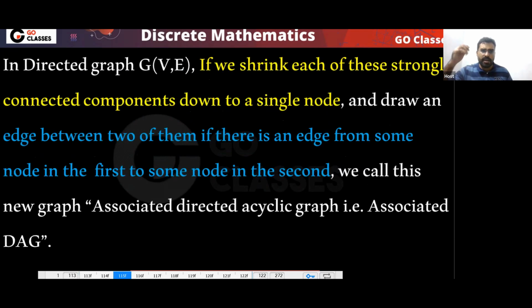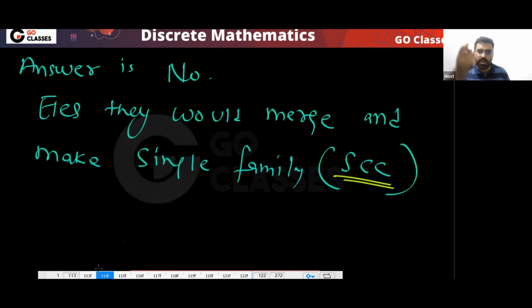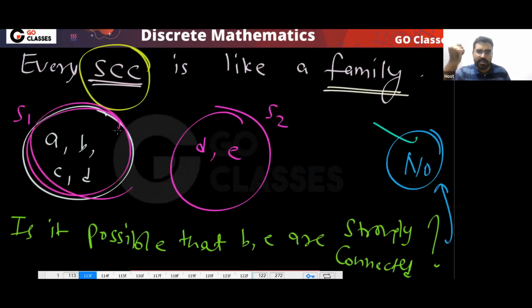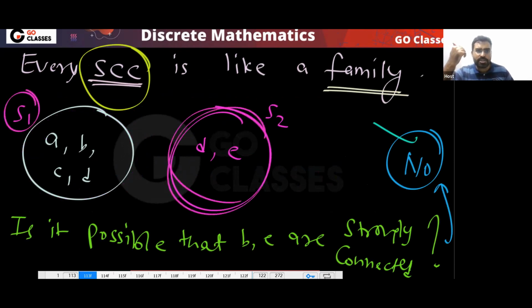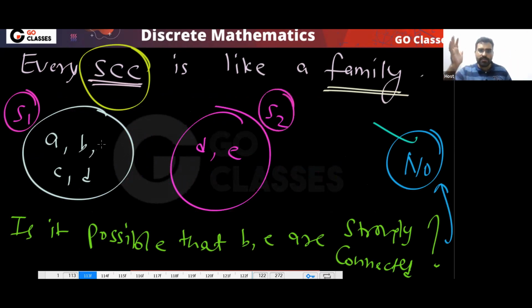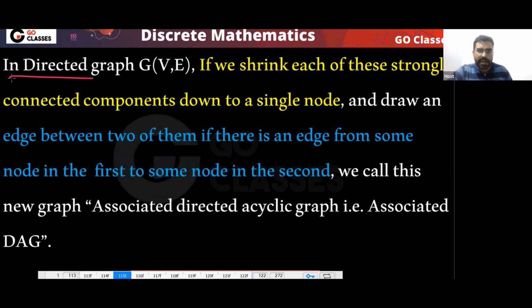Now you can notice that every strongly connected component is like a family. So can I represent it by one vertex? What you do is shrink it. These 4 vertices, you shrink them and represent them by one family, S1, and the other by S2. You shrink them and make one vertex per family. So this is the idea. What to do in a directed graph?